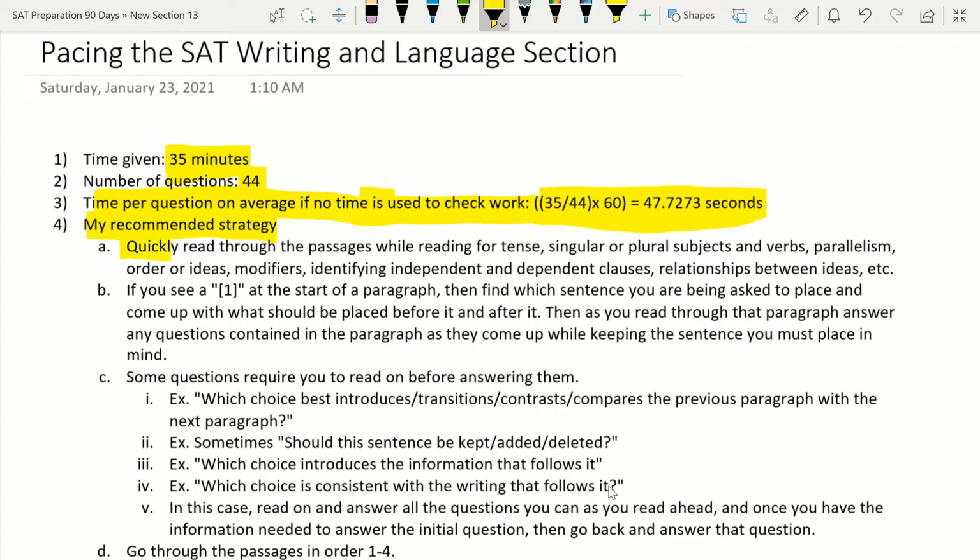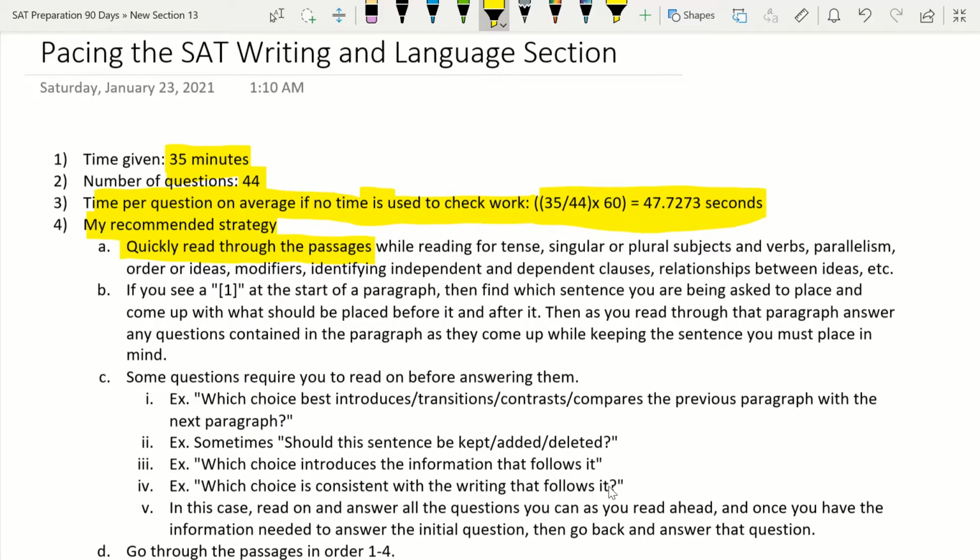The first thing that I would do is quickly read through the passages. Let's start from the beginning to make this simple. I open my test, they say turn to section 2, they say that you're ready to begin, and the time starts. Here's what I do for my SAT Writing and Language section. I'm going to read through my passage, and then as I get to questions, I'm going to answer them.